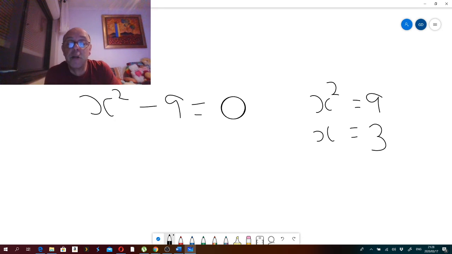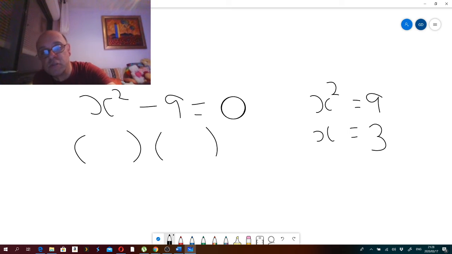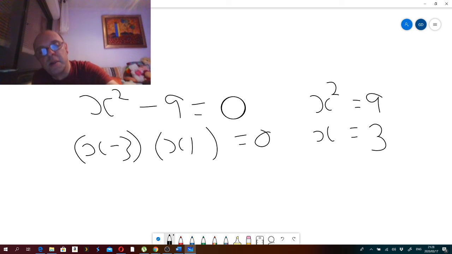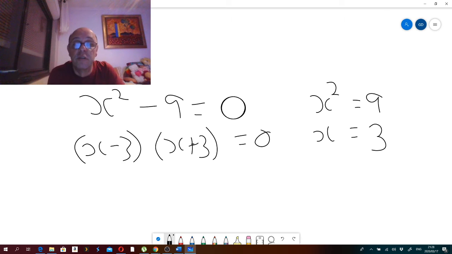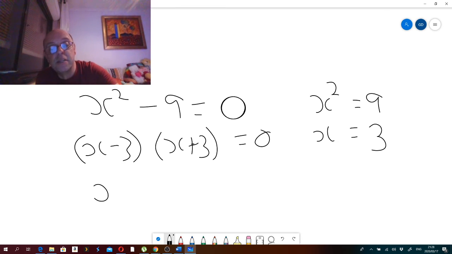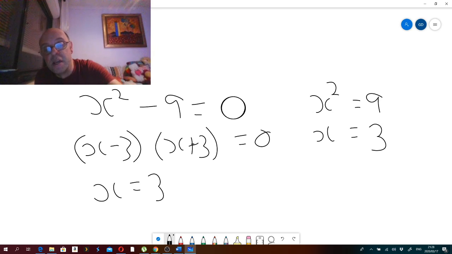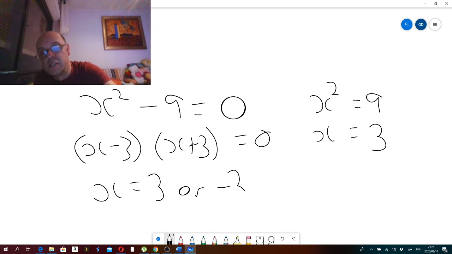But you're not entirely correct if you do that, because remember, the x squared minus 9 that we have here is actually a difference of squares, which can factorize, if you remember your difference of squares, as x minus 3 or x plus 3. Okay, there's my two brackets for the difference of squares. And that means I get two answers. I get 3 or minus 3 as answers.